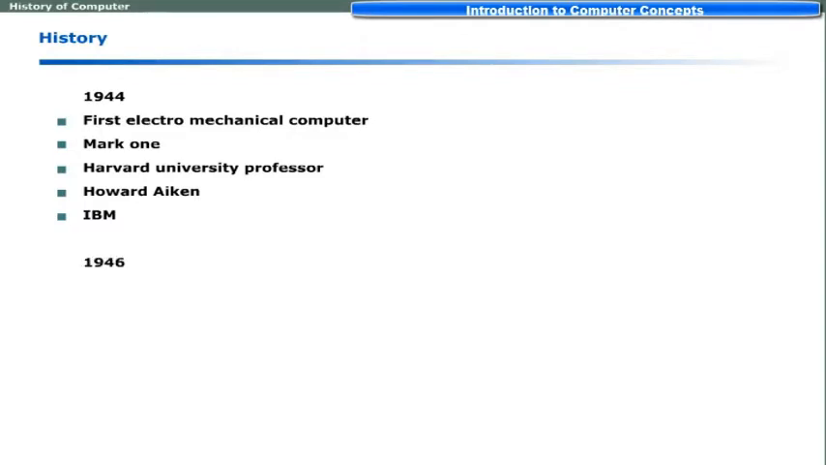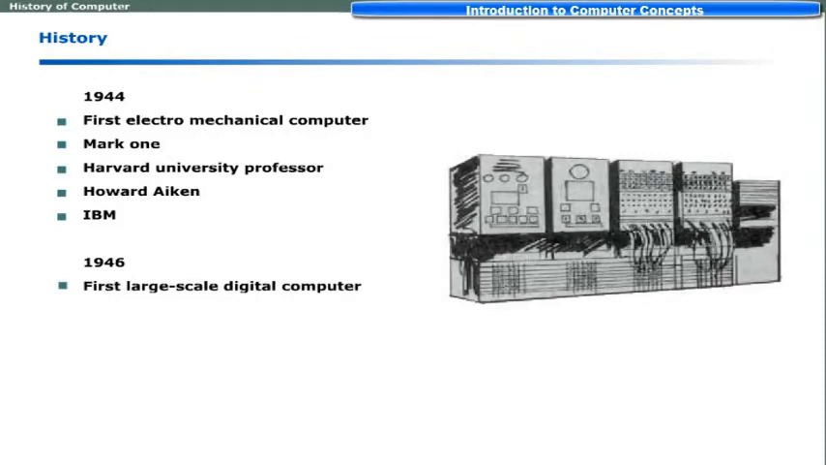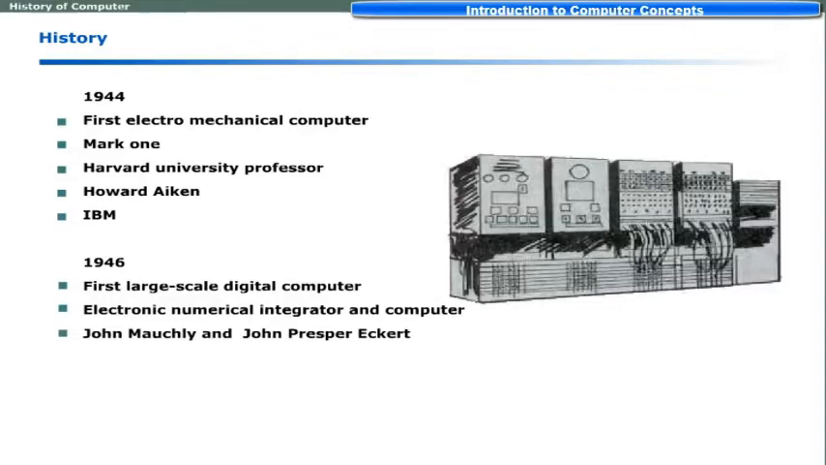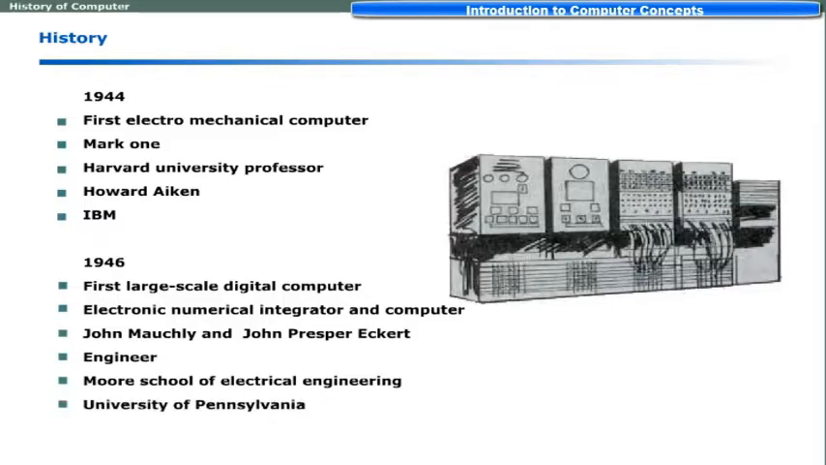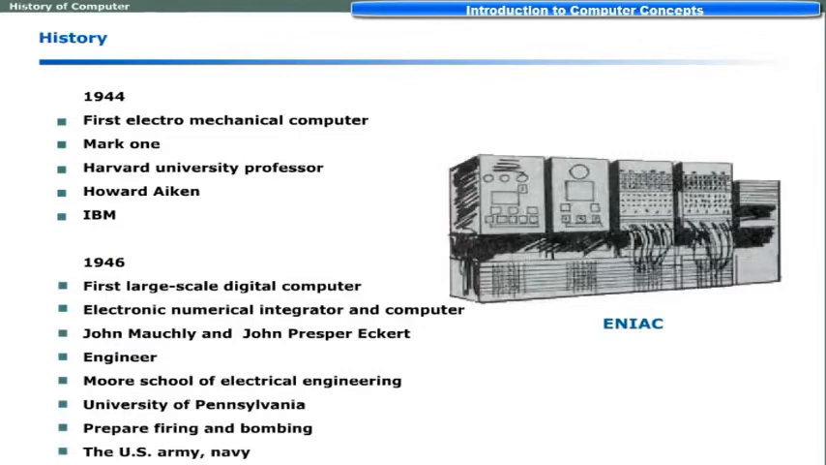In 1946, the first large-scale digital computer, the Electronic Numerical Integrator and Computer, was developed. This was developed by John Mauchly and John Presper Eckert, an engineer at the Moore School of Electrical Engineering at the University of Pennsylvania. ENIAC was used to prepare firing and bombing tables for the US Army and Navy. It was also used in secret research that was aimed at building powerful and destructive bombs.